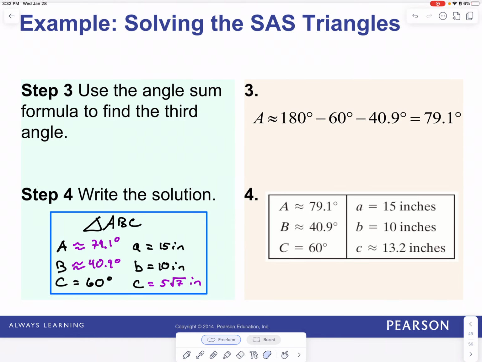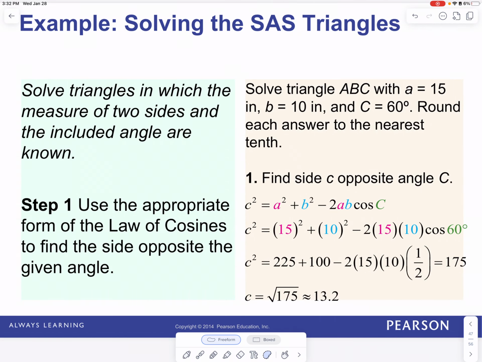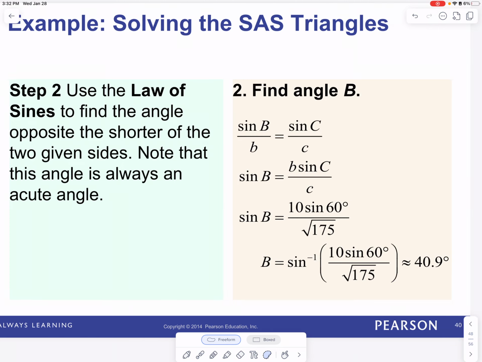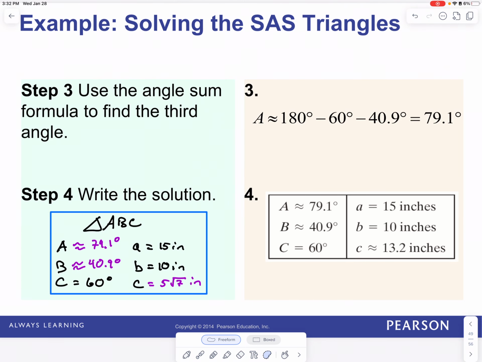Okay. I just want to see if they did anything different than we did. Use the appropriate form in law of sines to find the side opposite the given angle. So we used the one for C. Square root of 175 was approximately 13.2 inches, which is what we got. Then we used the law of sines, and we got the same thing. So they pretty much did the same thing we did.